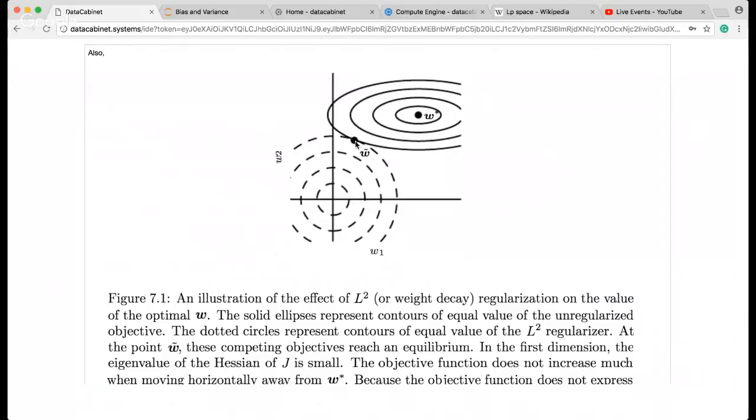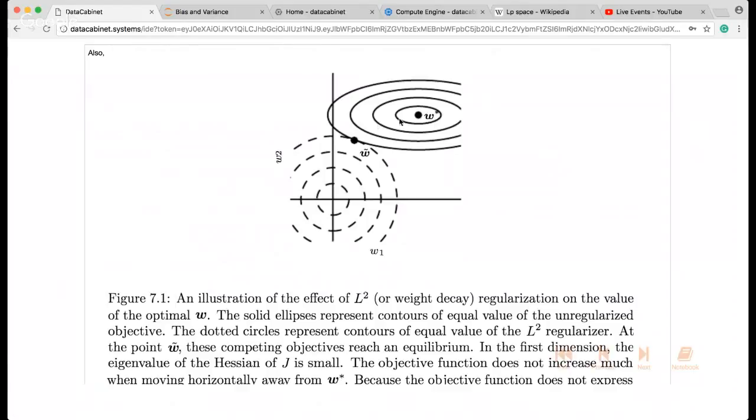Because it has to be at a point where they just intersect, because otherwise you could move them around and get a smaller value of the cost function. But here, you see the x direction got shrunk by a lot, but the y direction didn't get shrunk by a lot.